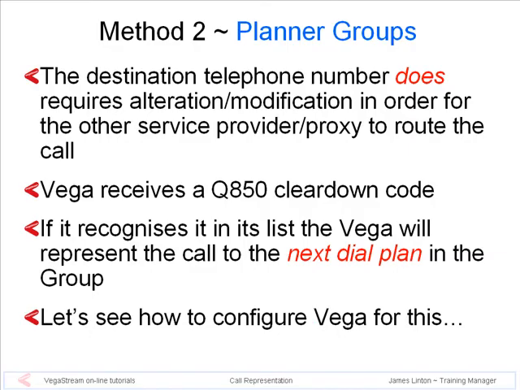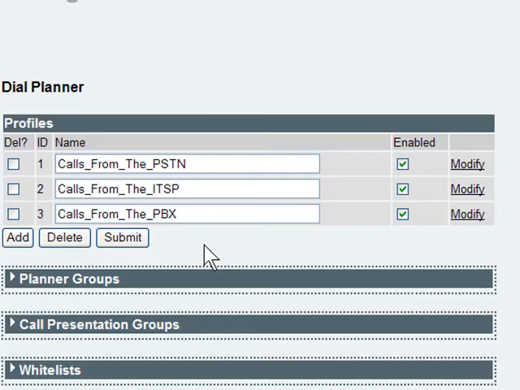Let's see how to configure the Vega for this. This time we are going to create dial plans for Profile 3, outgoing calls made by the PBX users. Remember, these should be firstly presented to the ITSP, but if that route fails, then to the PSTN. But in our customer example case, we know that the telephone number must be presented differently to each of the service providers, so we must use the planner groups method.